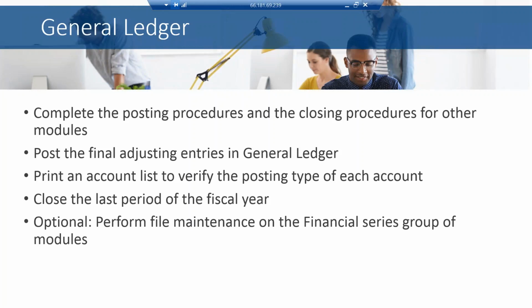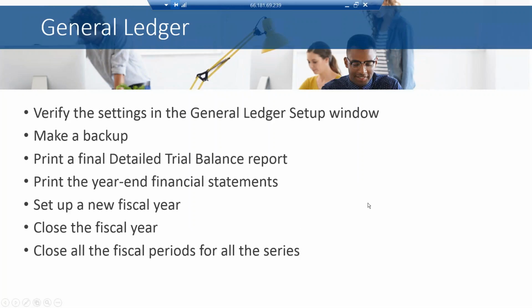Now, optionally, you can perform file maintenance on the financial series group of modules, and that actually is like check links. There's a function to do that. I wouldn't say that it's certainly required. It's something that you could run on any of the different module groups, but that's included in the checklist.